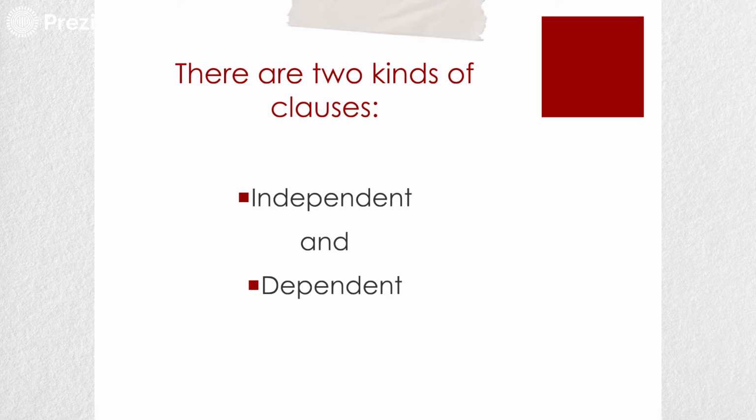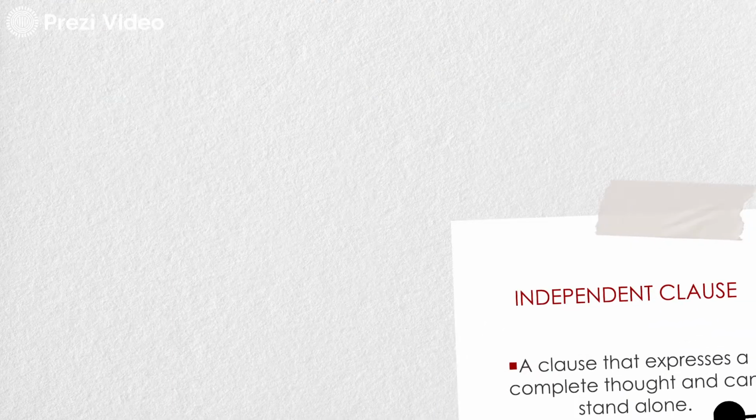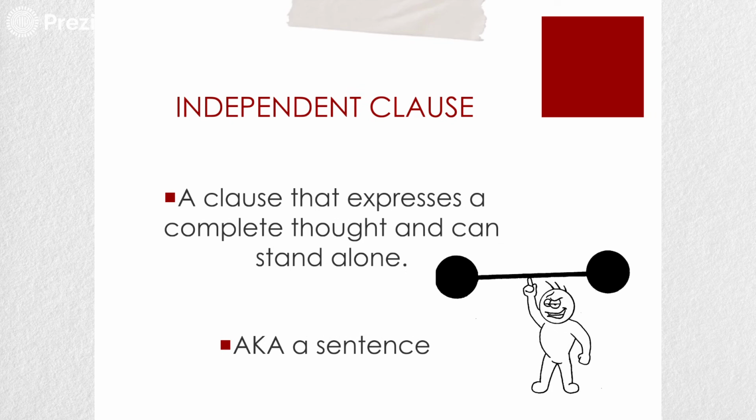Also, remember that there are two kinds of clauses. There are independent clauses and dependent clauses. You may remember that an independent clause is a clause that expresses a complete thought and can stand alone. We also call this a sentence. So an independent clause can serve as a sentence all by itself. It can stand alone.